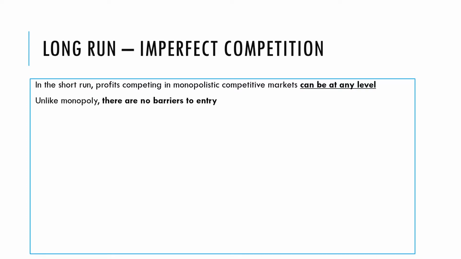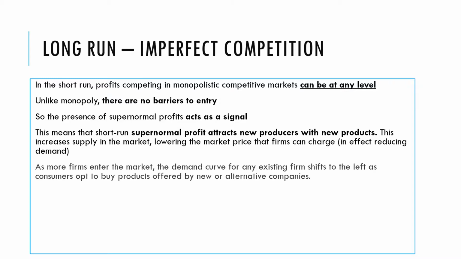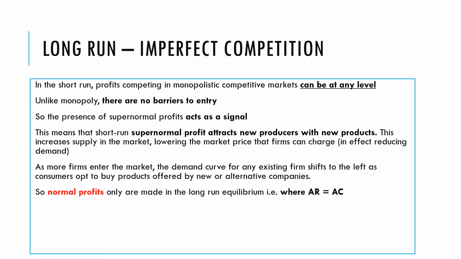Now, unlike monopoly, there are no barriers to entry. So if we have supernormal profits for a business in the short run, this is going to act as a signal to other businesses. New producers are going to enter the market. This is going to increase supply in the industry as a whole, which is going to lower prices across the industry, lower prices that firms can charge, in effect reducing demand. So the demand curve for an individual firm is going to shift to the left. We're going to have less demand because we have all these new entrants coming into the market.